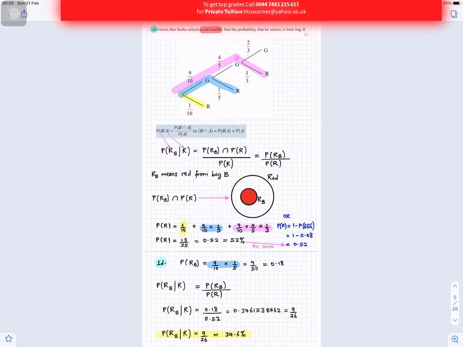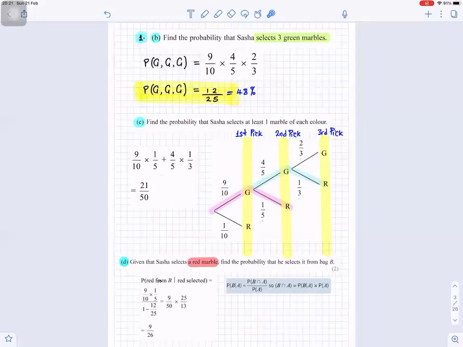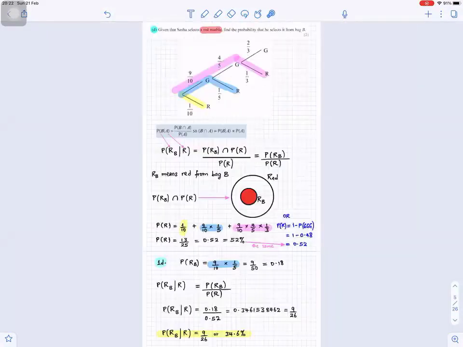So now your probability of red from bag B, given that it is red, is the probability of red from bag B divided by the probability of red. So it's this 0.18 divided by the 0.52. And that will give you 9 over 26 or 0.346. If you change to percentage, 34.6% or 9 over 26. That's question 1A. That's question 1B, C, and D. That's another way to do question 1C. And that's another way to do question 1D.